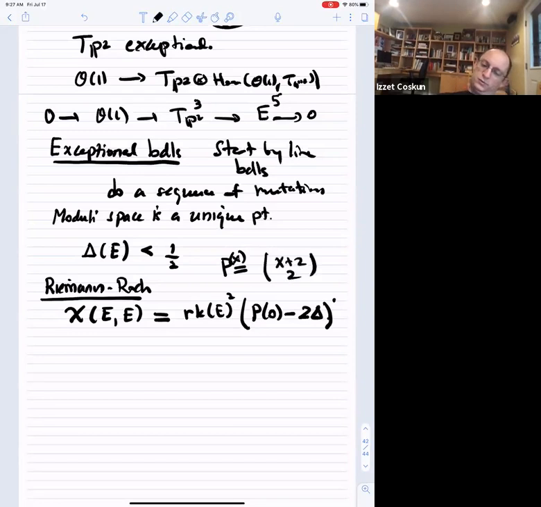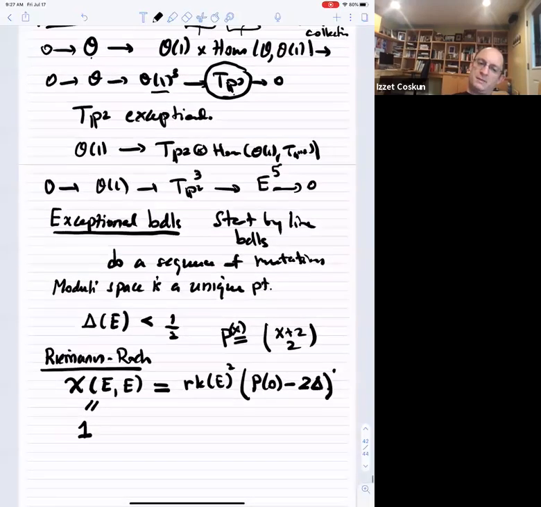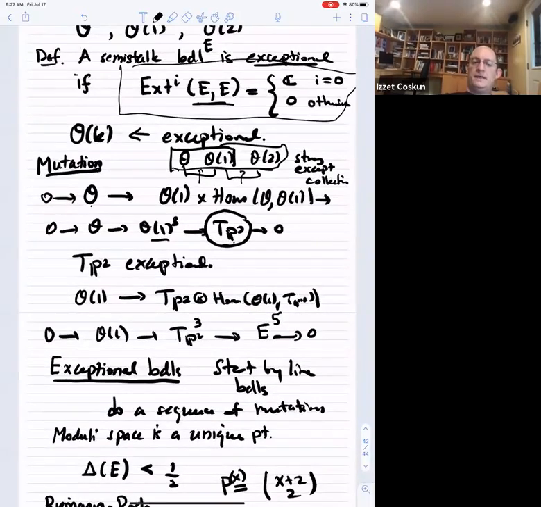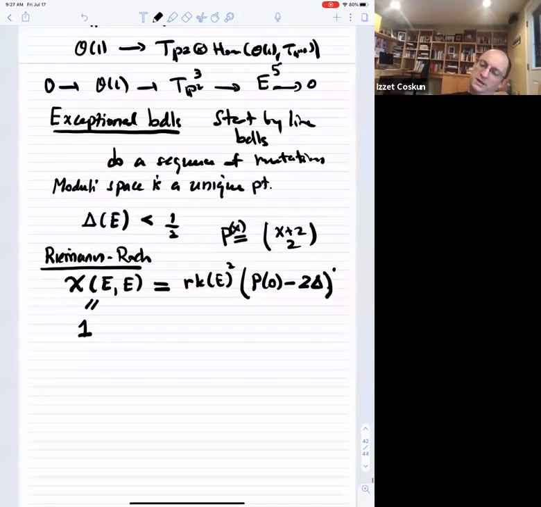X plus 2 choose 2. Okay, it's the Hilbert polynomial of O, right? Okay, so now if you do this, you see that we know that this guy is 1, right? Because chi(E,E) is the alternating sum of the dimensions of the Ext groups, right? And Hom(E,E) is one-dimensional and all the higher Ext's are 0, right? So from there, you can work out what the discriminant is.